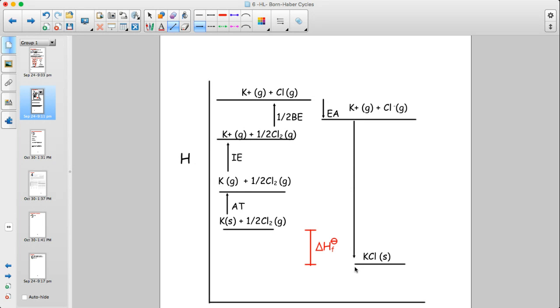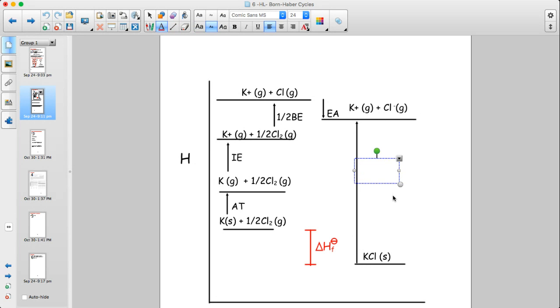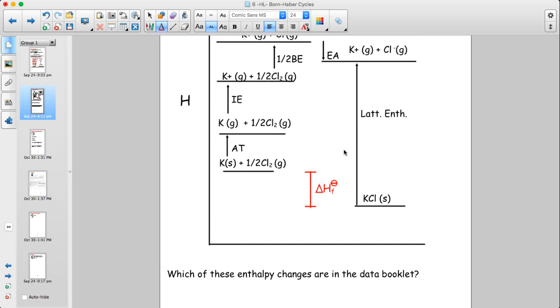Now, drawing it down like that is actually a little bit incorrect because of how lattice enthalpies are defined. Lattice enthalpies are defined as the enthalpy change to take the potassium chloride solid and to have it form these gaseous ions. And so technically that arrow should be drawn up. Okay, so this one is the lattice enthalpy. Okay, so this is a Born-Haber cycle, completely drawn out.